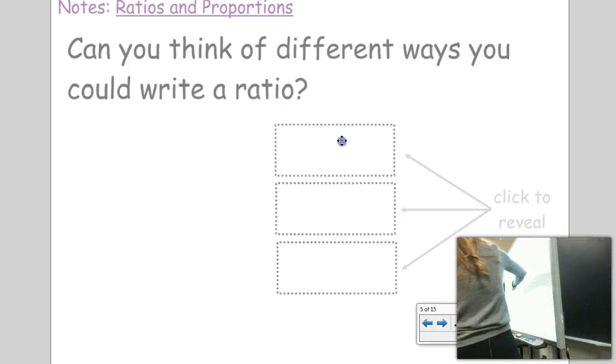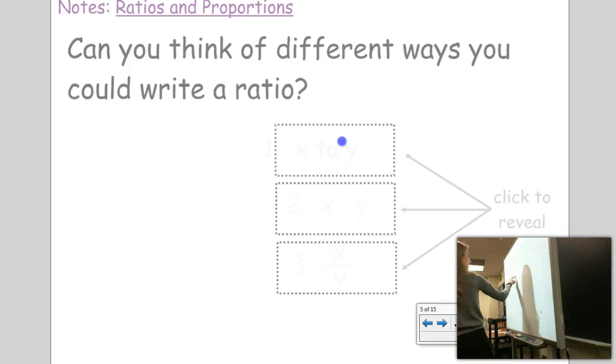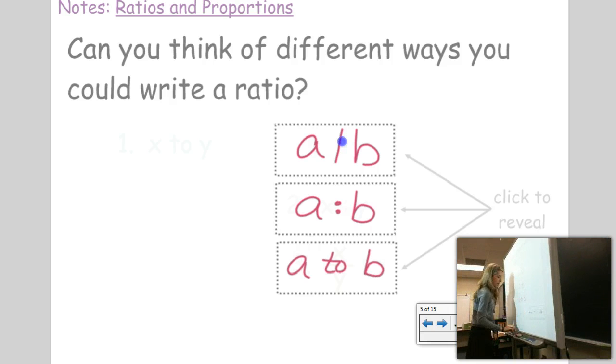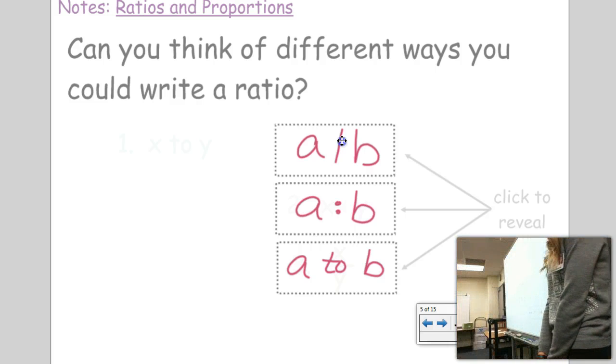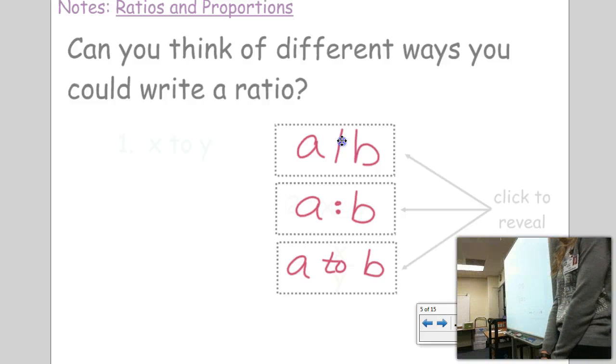2. Yes, very good. Ah, okay, I'll just write them. Okay, so here we go. Fraction, colon, or the word 2. Very nice. 3 different ways that you can write a ratio. None of them are incorrect. They're the same thing, but you're just saying it 3 different ways. Cool? Yes? Okay.